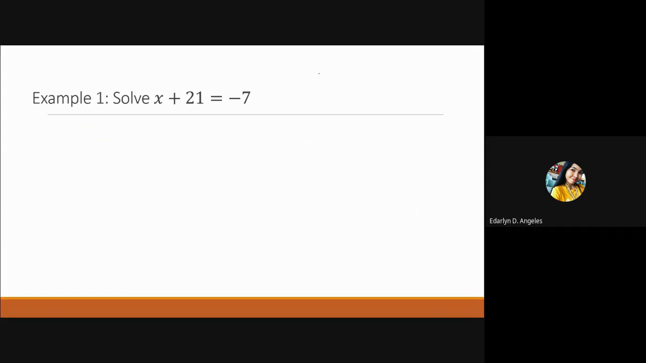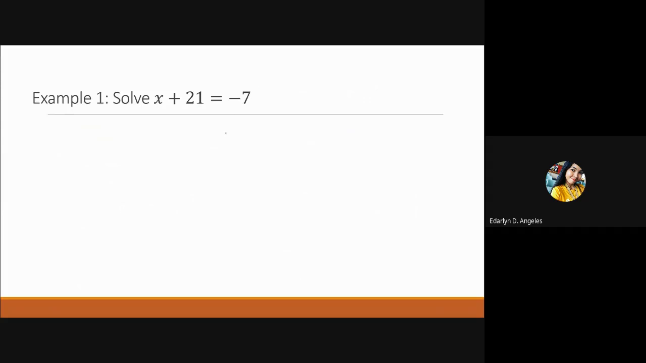Let's take a look at our first example. To solve for x plus 21 equals negative 7. This equation means that if we have an unknown quantity x that is being added to 21, it should be equal to negative 7. We can solve this by guessing a possible value of x, then checking if it would make the equation a true statement. We can just guess values of x. However, there is a more efficient way of solving this by using the properties of equality.